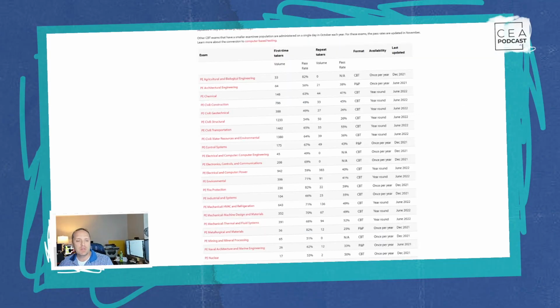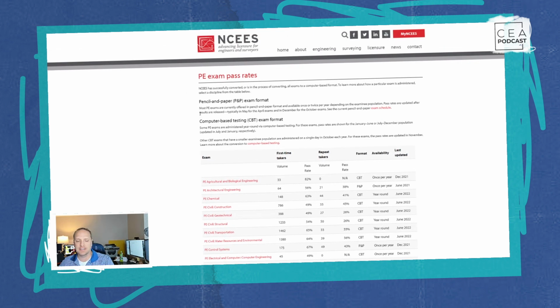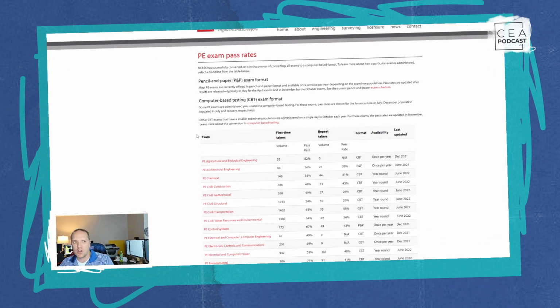All right, the last thing I really want to mention and talk about is the pass rate. So obviously we know, again, this is computer-based testing. Some other little highlights that NCEES has as they share their pass rates is that for these exams, the pass rates are typically updated in November. I'll just read some of this, but it says some PE exams are administered year-round, which is our computer-based test. For these exams, pass rates are shown for the January through June or the June through December population, updated in July and January, respectively.